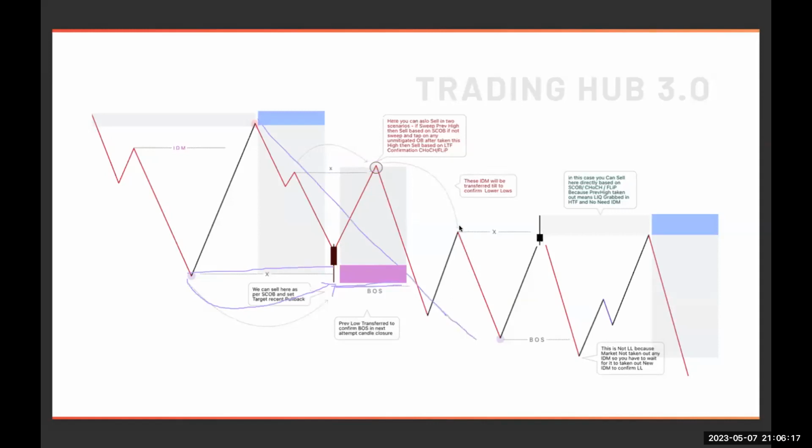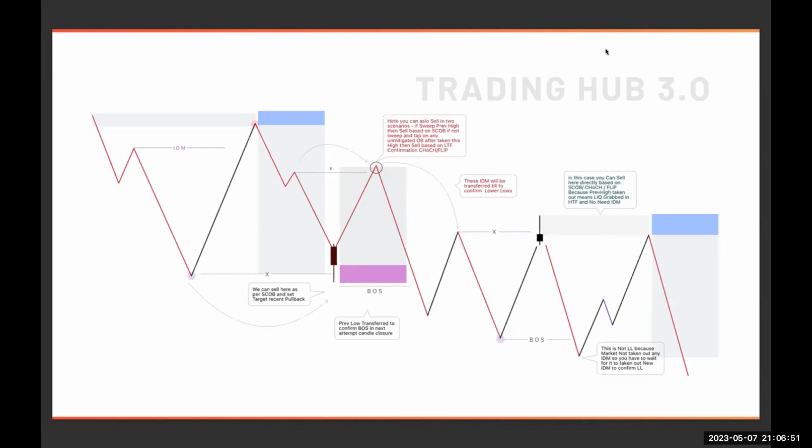So here market has taken out the inducement. In this case, you can also sell here, but based on a single candle order block, because price swept this high, and on the third candle mitigation, sell here. In this case, you don't need inducement. Okay. So again, push downside, break the structure.